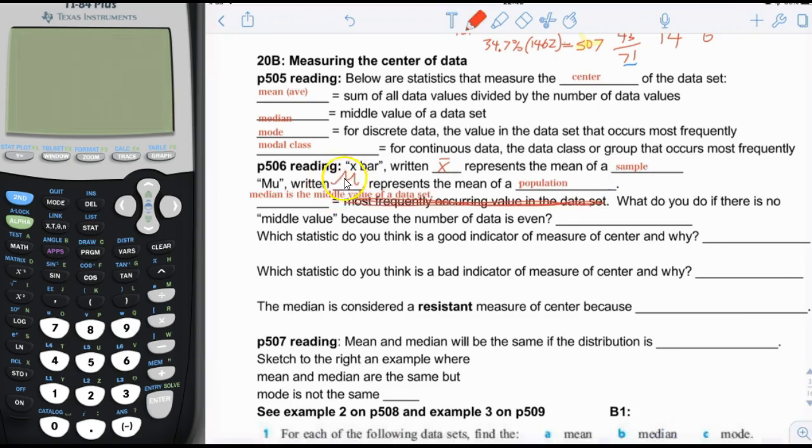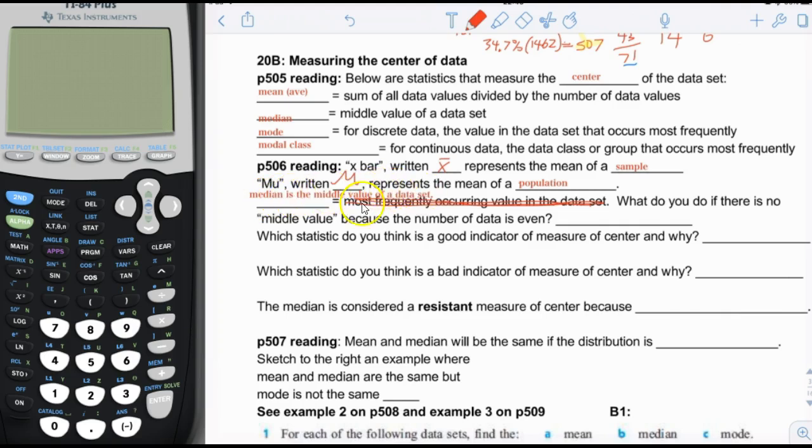Written as the Greek mu, it represents the mean of a population. So what's the difference between a population and a sample? A population is everybody you're looking at. A sample would be the people that you can practically choose and count and figure out characteristics of your data set. Normally you can't do that with every single person. That would be more like a census, which we talked about before.